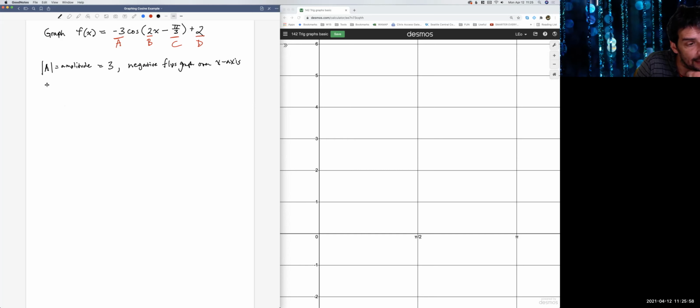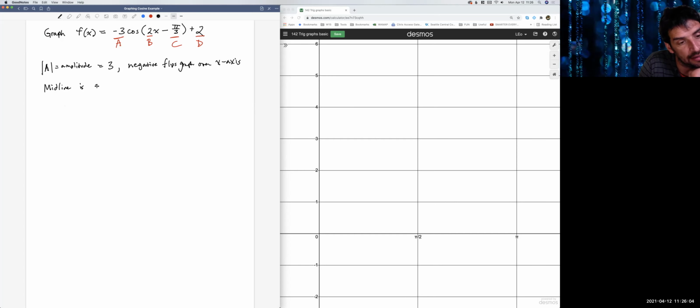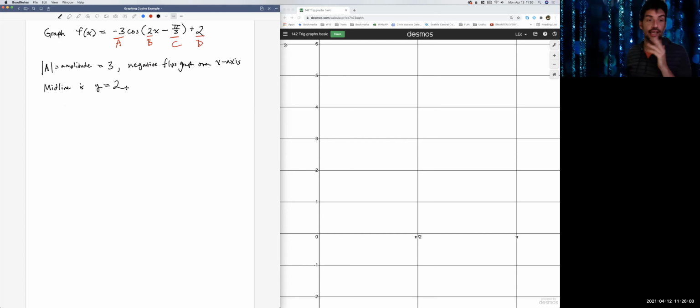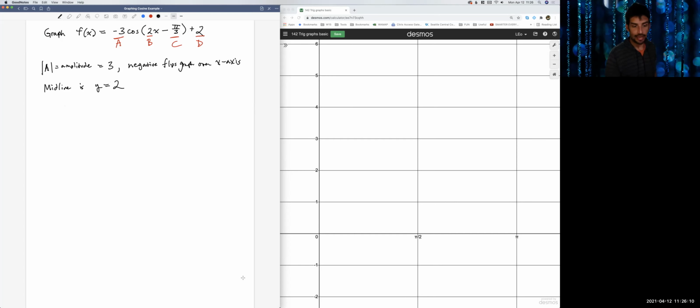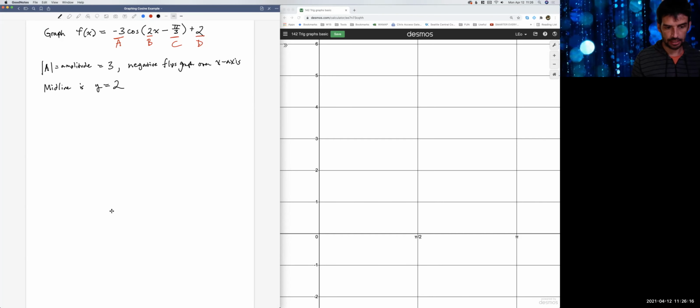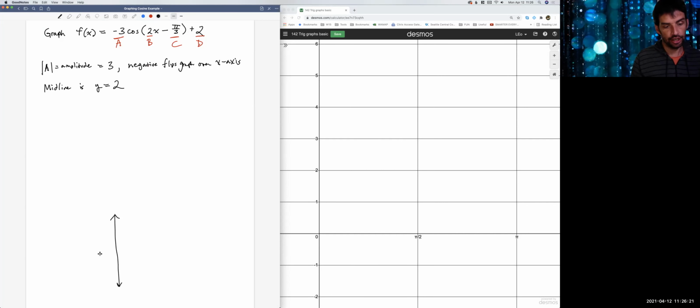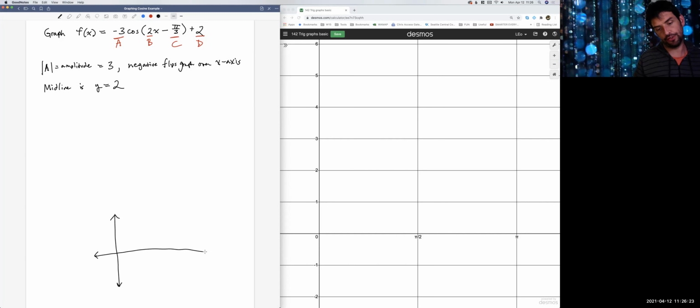D gives us the midline. The midline is y equals D. In this case, D is 2. While I'm doing this, I'm going to start making a quick sketch, and then we'll go to the graph with a little more detail of what's happening so far.